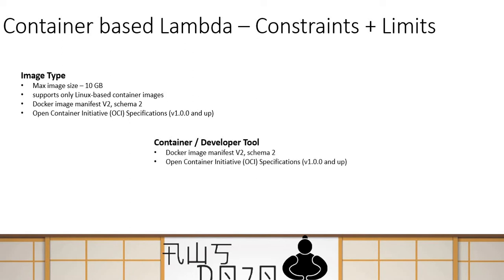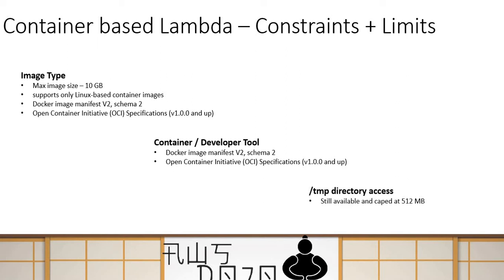Now, from the developer tool point of view, due to support for Docker image manifest v2 or OCI 1.0.0 onwards, you should use only those container or developer tools which support these two schemas and specifications. So yeah, that's pretty straightforward.